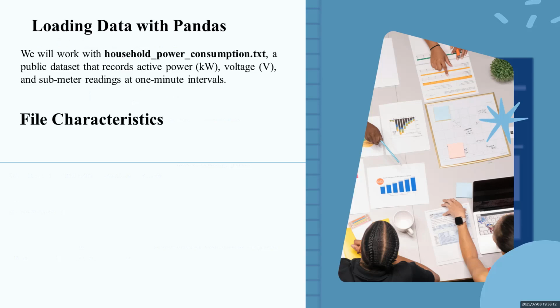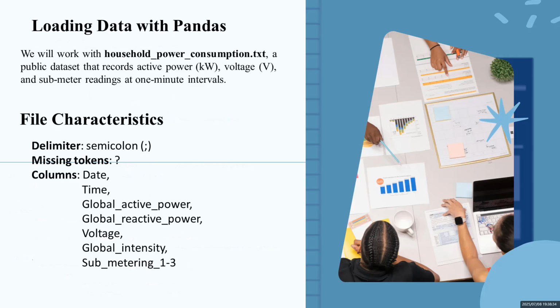Loading data with Pandas. Now we will work with the household power consumption.txt dataset. It's a public dataset that records active power in kilowatts, volts, and sub-meter readings at 1 minute intervals. So we're going to take a look at the characteristics of this dataset. Now this dataset has 8 columns. It has missing values represented with a question mark, and the entries are separated with a delimiter, which is a semicolon.